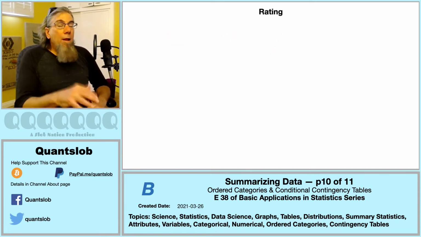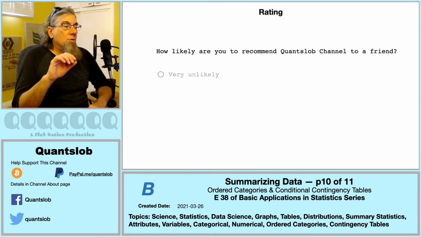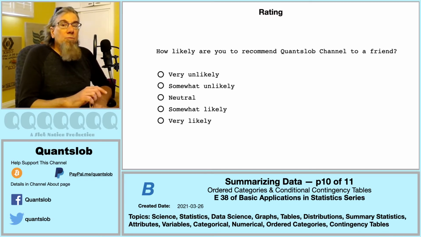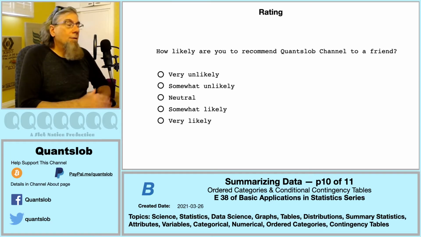So now, ratings are commonly found on survey or questionnaire data. So in this example here, we have a test form that is going to capture a 5-level factor or a categorical attribute with 5 categories. But like with placing in a race, we can think of the category very likely as being greater in terms of likeliness than, say, somewhat likely.